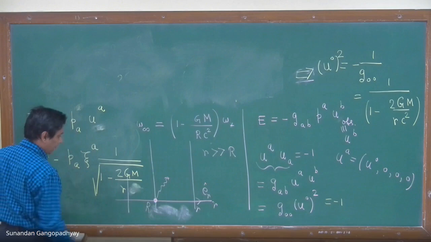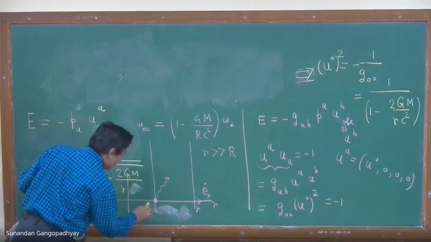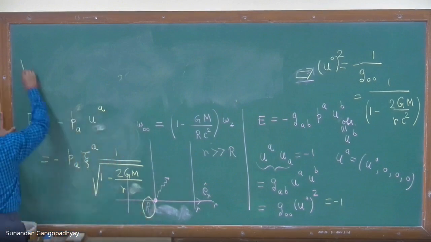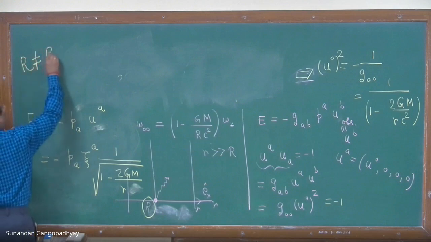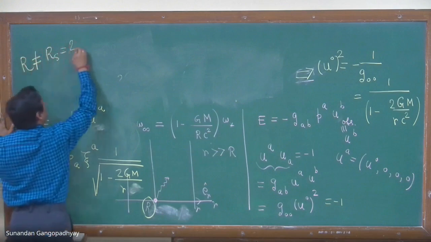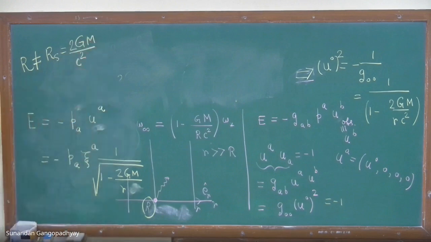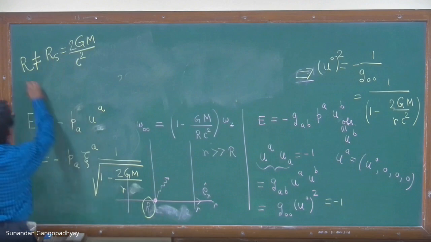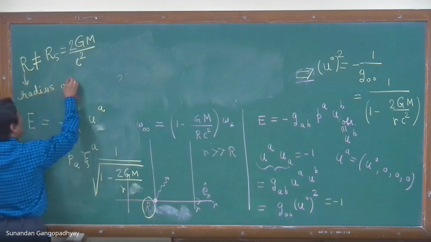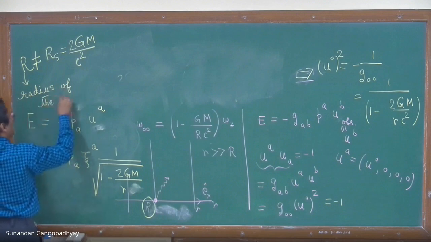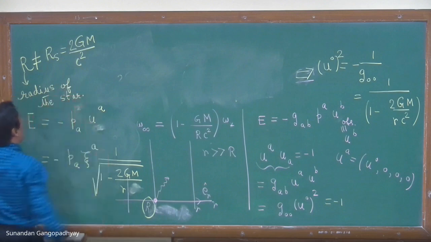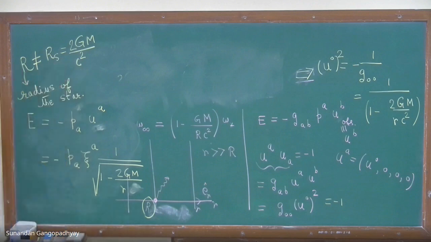Let me not call this r is equal to 2GM. I tell you what, this is not r is equal to 2GM. This is the radius of the star. This is any arbitrary radius. This is not 2GM. Okay, this is the radius of the star. Let me just write it down here. Radius. Don't confuse it with r_s. r_s is this thing, but r_s and R are unequal.